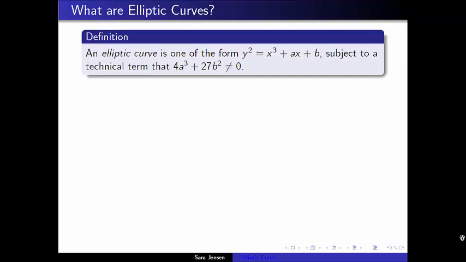An elliptic curve is one of the form y squared is equal to x cubed plus ax plus b, what's called a depressed cubic because it's missing that quadratic term, some sort of coefficient times an x squared. And it's going to be subject to a technical condition, which is that we want the quantity 4a cubed plus 27b squared to be a non-zero integer. The reason for this is sort of like having a discriminant of 0 when you have a quadratic equation, so we want to avoid that technicality.